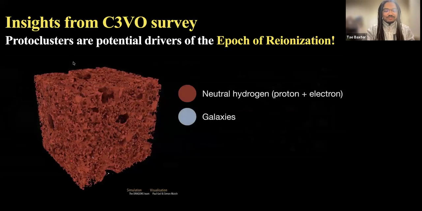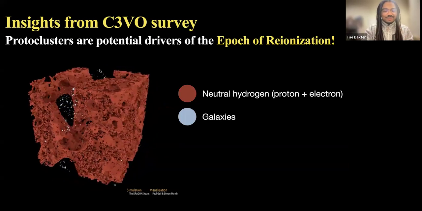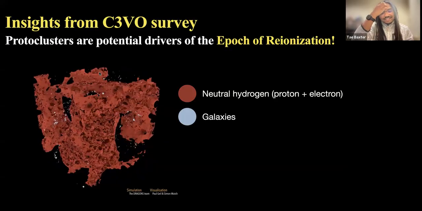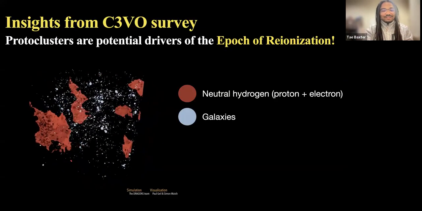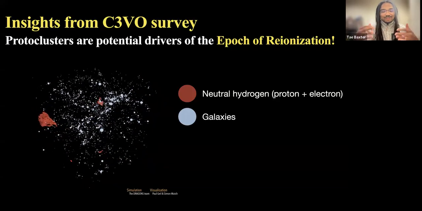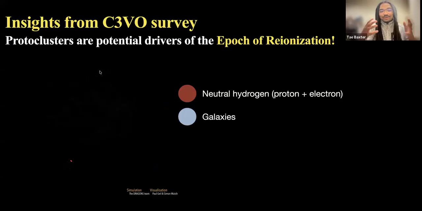And this is a visualization that I really like. So red is the neutral hydrogen, and this grayish color shows the galaxies. And as they turn on, they release photons, essentially getting rid of this neutral hydrogen and turning it into ionized hydrogen. So again, by studying these early stages of galaxy cluster assembly in protoclusters, we're going to be able to learn more about this epoch.